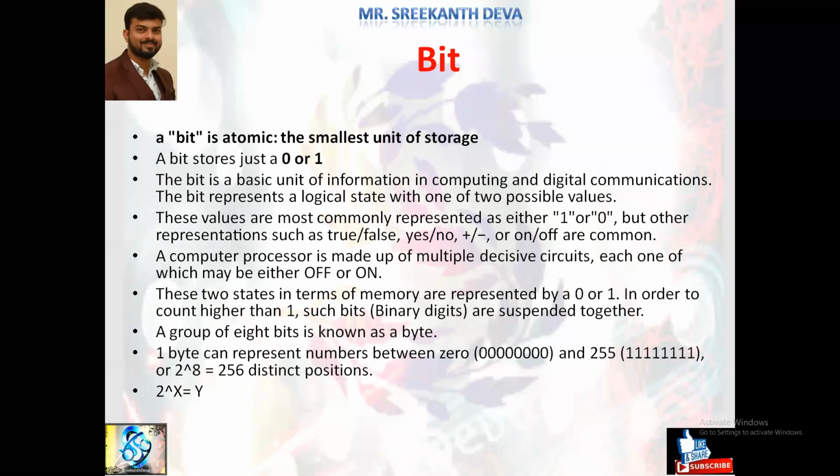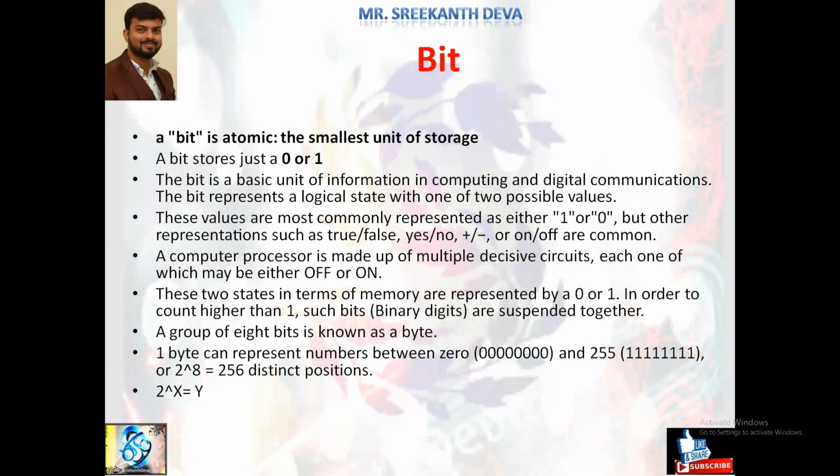Here, just remember, a bit is atomic, the smallest unit of storage. It is represented by what? 0 or 1. Generally, in electronics or some other physics subjects, they may represent it as on or off, true or false, yes or no, plus or minus. But in a computer, remember, it is represented in binary format, 0 or 1 format. We call them binary digits. Bi means two digits, 0 or 1 representation.